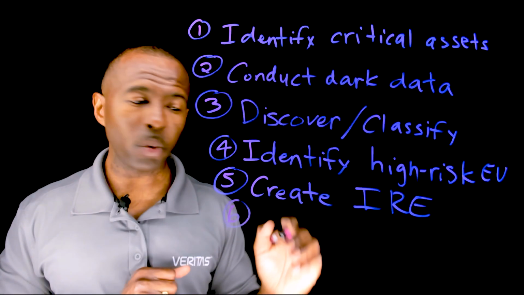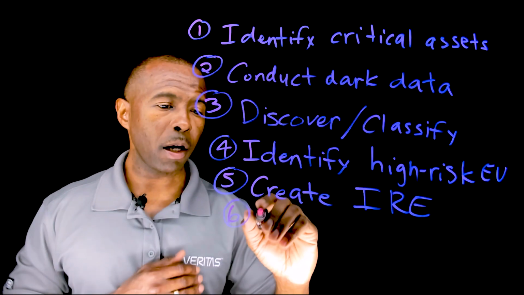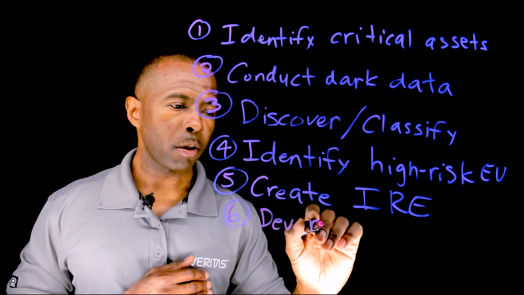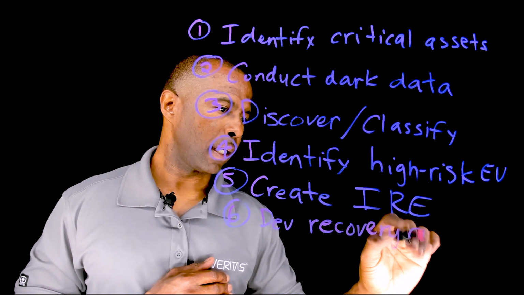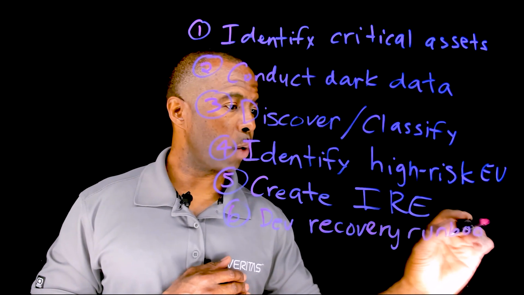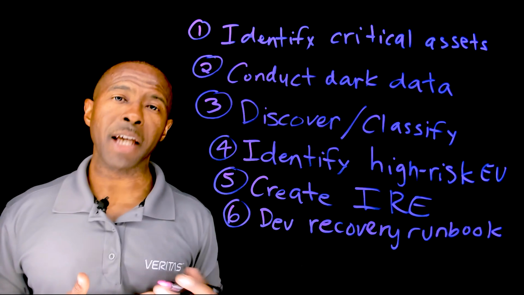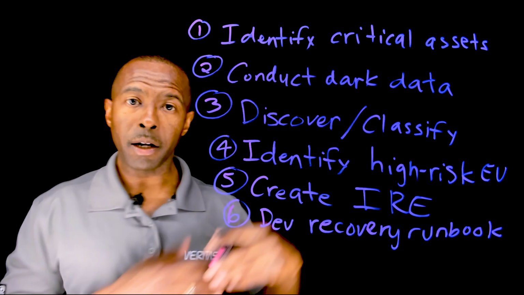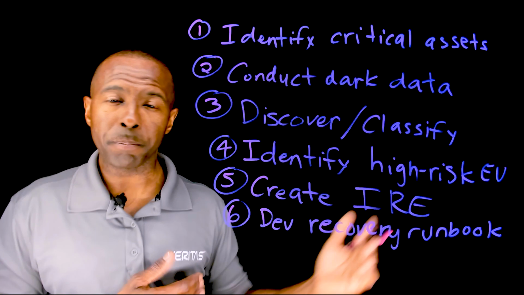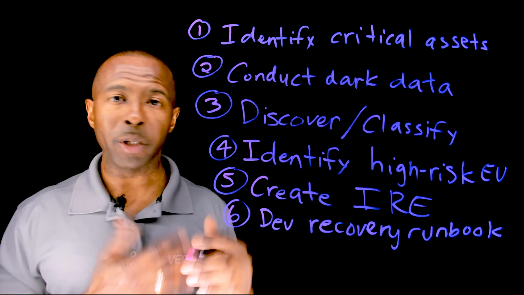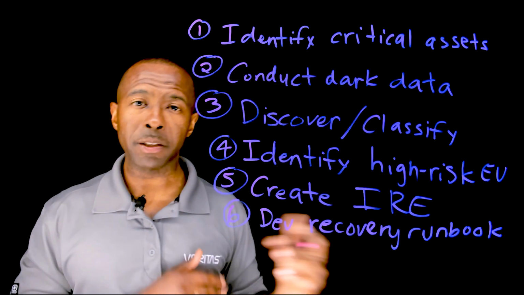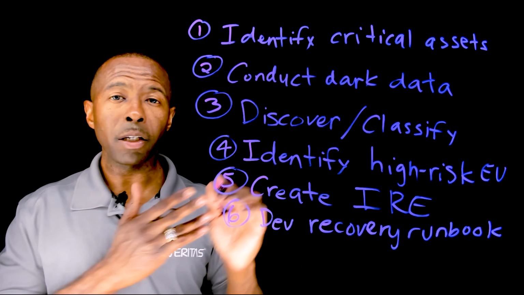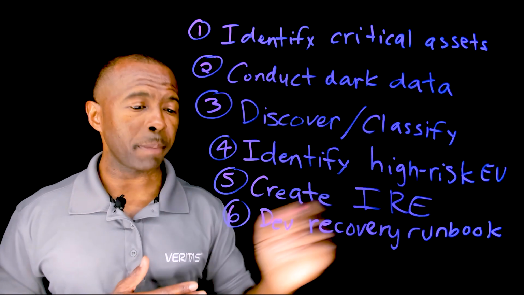Now, the 6th thing that you want to do is you want to develop recovery run books. And as you're doing that, you also want to prioritize the order of those systems being brought up. So maybe you have a domain controller with Active Directory that needs to be brought up first, and then you have a database. So you really want to be in tune and know exactly which systems to bring up in what order.